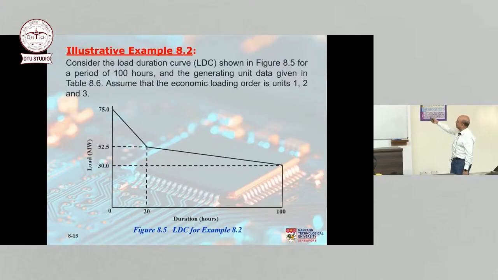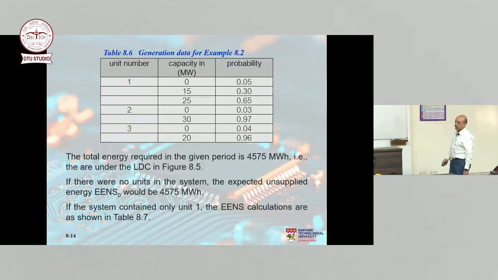So consider this load duration curve for a period of 100 hours, the generating unit data given in the table. Assume that the economic loading order of the units is 1, 2, 3. So this is the generation data. We have the first generator which exists in 3 states. So it's a derated state unit which we just studied this morning. Yeah, the first thing from yesterday, right? We already know how to calculate the capacity outage probability table for a multi-state generator.